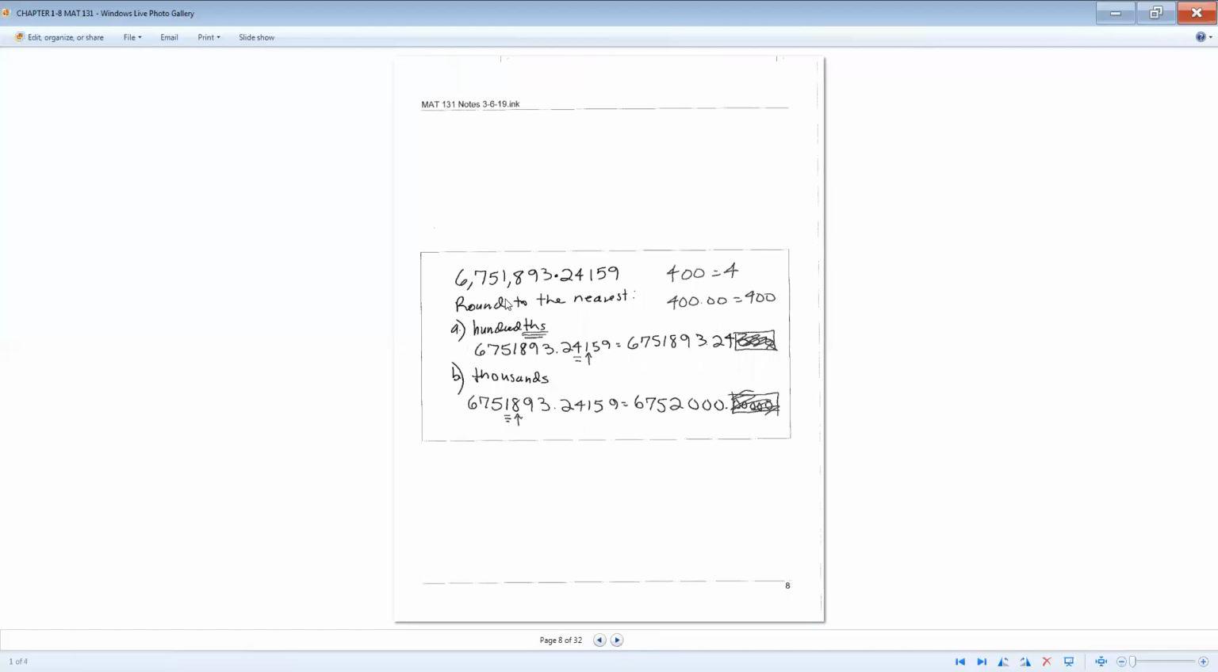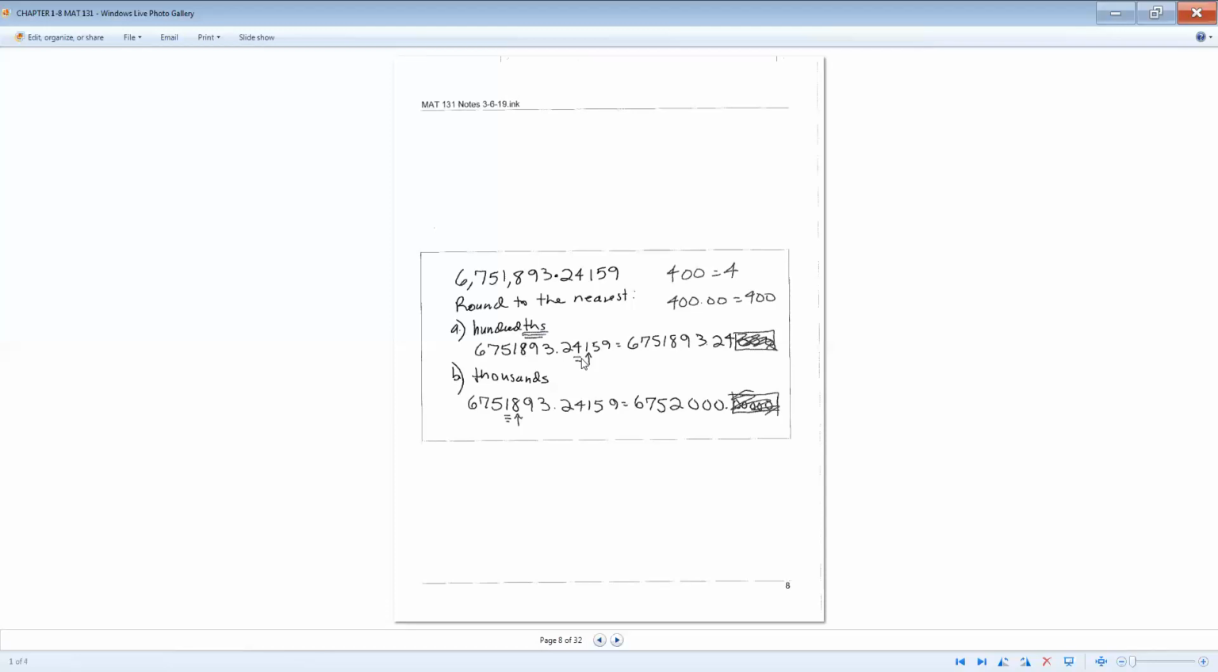All right, so let's say we had this number, 6,751,893.24159, and we're going to round to the nearest hundredths. The reason why I underline the TH here, the THS, is because if it's hundredths, that means it's to the right of the decimal. If it does not have the TH, then that means it's to the left of your decimal. So the hundredths place would be this 4, that's to the right of your decimal.